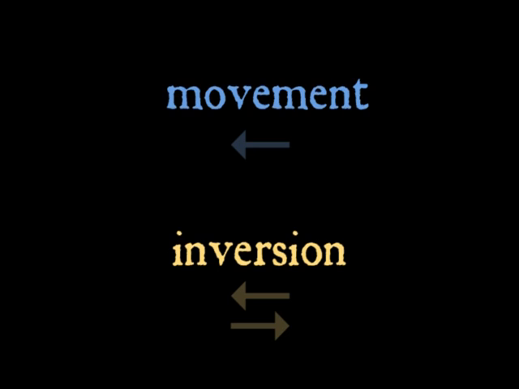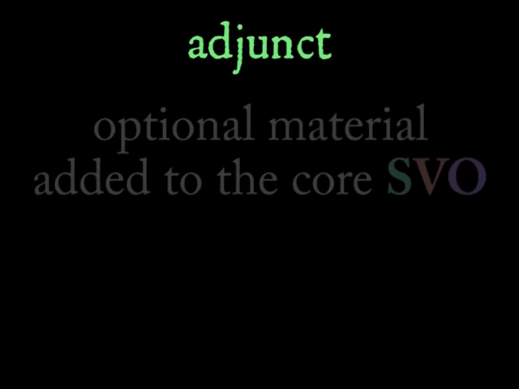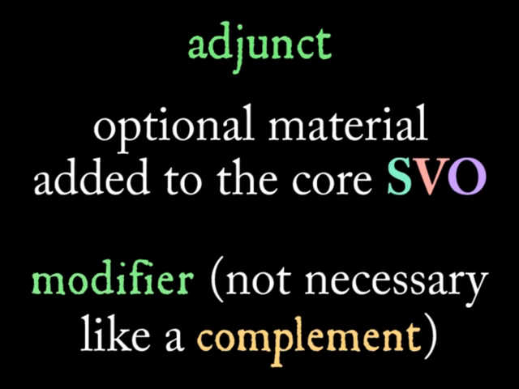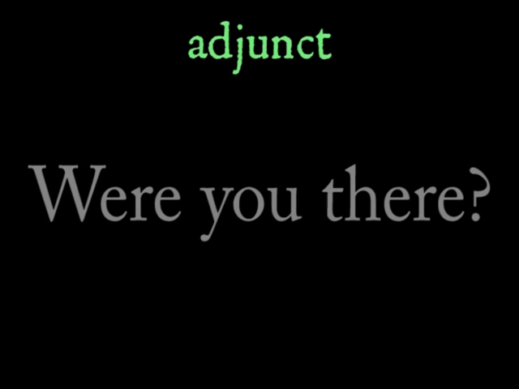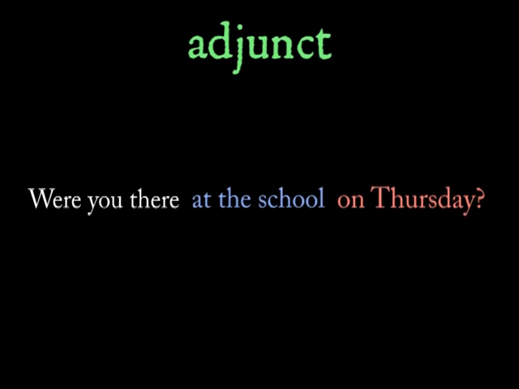And a final concept to consider with respect to word order is the adjunct. An adjunct is optional material, more words that you can add. Since it's optional, it modifies. I asked the question, were you there? But I could add more material. Were you there on Thursday? And even more material. Were you there at the school on Thursday? We can call those extra pieces adjuncts.